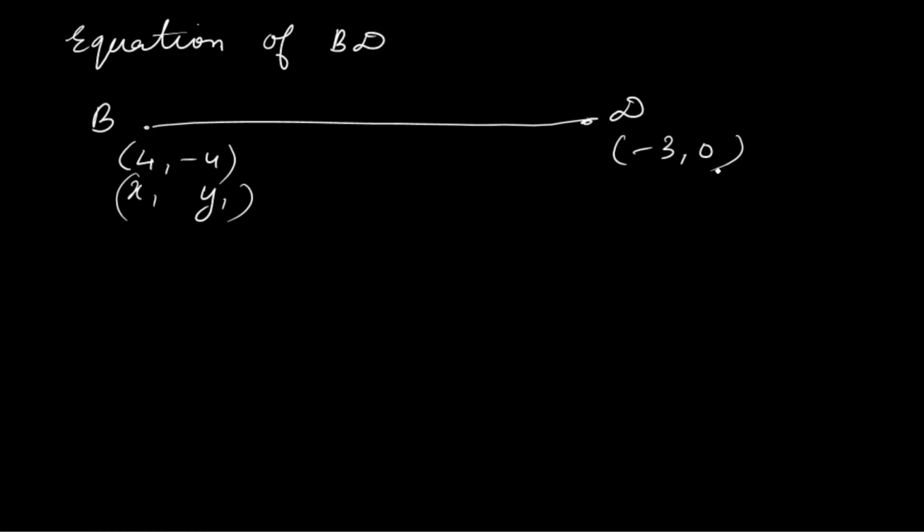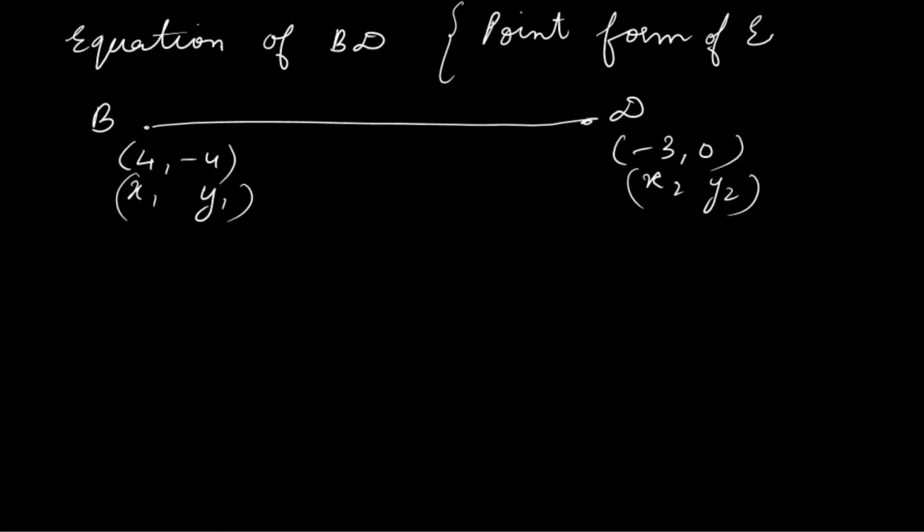So x1, y1 and x2, y2, I am considering these coordinates. We are going to use the point form of the equation. We use the point form whenever we have coordinates. So both the coordinates are given, B as well as D. So I'll find the slope first of all.